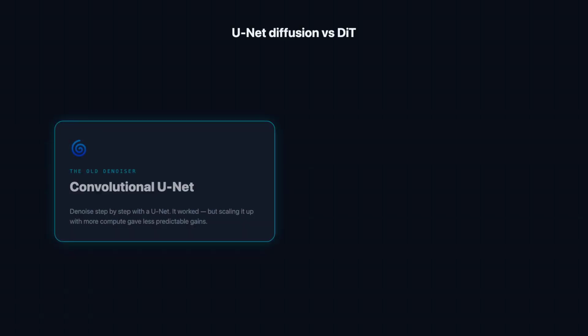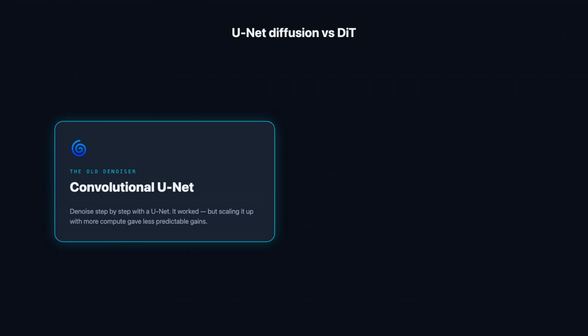Start with the single swap sitting at the center of this idea, because honestly, that one swap is the whole story in miniature. Diffusion models generate by denoising, cleaning up a noisy signal step after step. For years, the network doing that denoising was almost always a convolutional U-Net. It worked, but as you try to make it bigger and pour in more compute, its gains got harder to predict. Scaling it up was a bit of a guessing game.